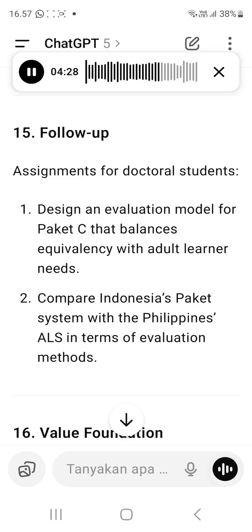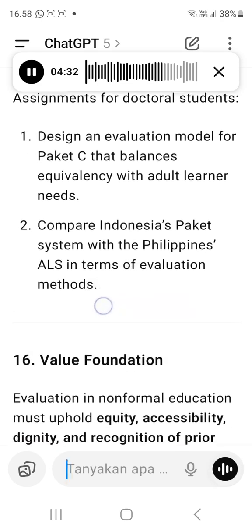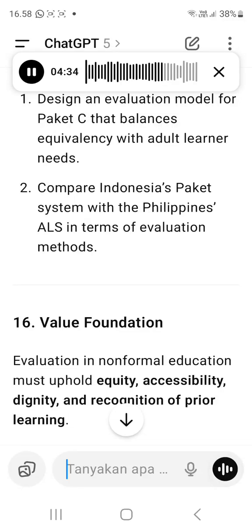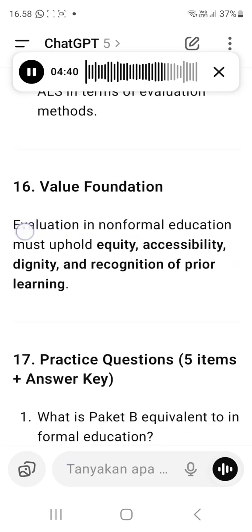15. Follow-up assignments for doctoral students. 1. Design an evaluation model for Packet C that balances equivalency with adult learner needs. 2. Compare Indonesia's Packet system with the Philippines' ALS in terms of evaluation methods.